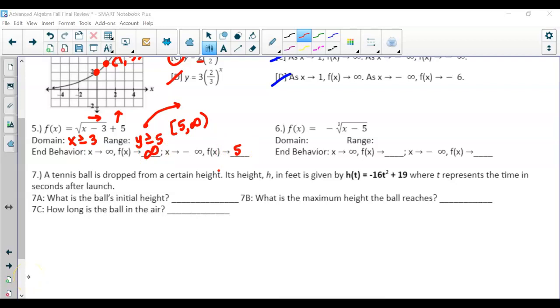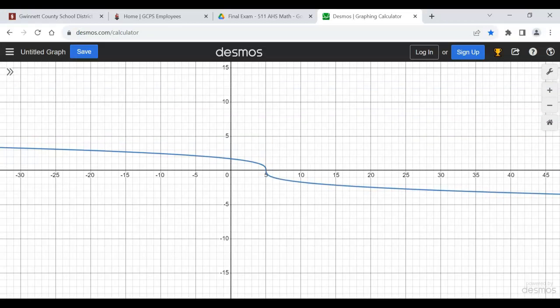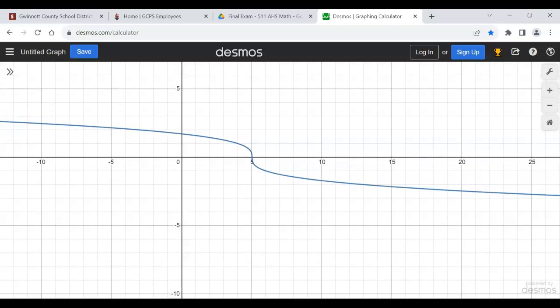So now here, number 6, notice we have our cubed root function. So remember, our cubed root function, the domain and range is always all reals. So all reals are negative infinity to infinity. So again, just to check, if you graph it, here it is. So you're constantly going left and right, constantly going up and down. So here the domain and range is all reals.